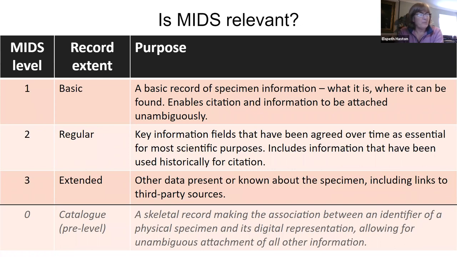So MIDS level one is a kind of basic level. And essentially, this is enabling people to be able to find a specimen so they know what it is and where it can be found. It also enables citation and other information to be attached unambiguously to a specimen. The regular record is really looking to the users of specimen data, particularly for scientific purposes. So the regular record has data that people would expect to be present for using it for scientific purposes. It also includes information that has been used historically for citation. So that might be the collector and collector number or date, and these things have been used to identify a particular specimen in the past.